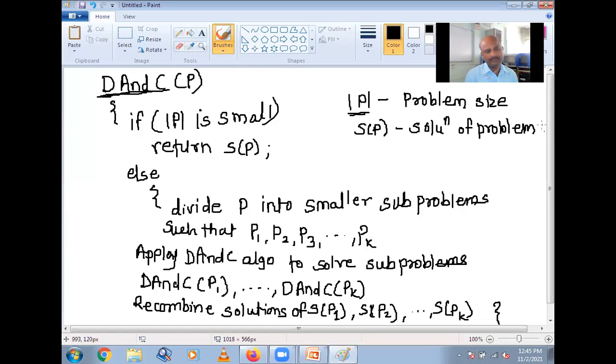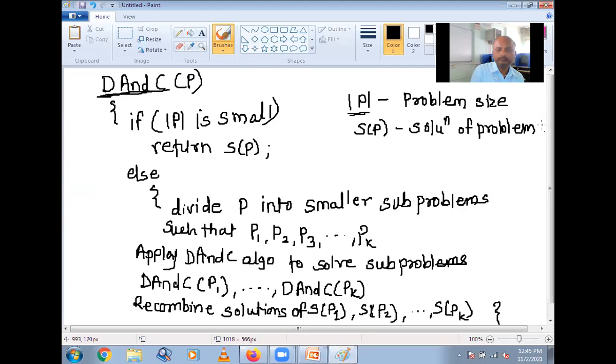If the problem is small, you can directly solve. If the problem is large, divide the problem into sub parts or sub problems such that P1, P2 up to Pk, and apply the same algorithm to solve these sub problems. Then find their solutions, and then lastly recombine their solutions. See, in this algorithm, we have used a recursive algorithm, the recursive algorithm which we have studied in chapter first.